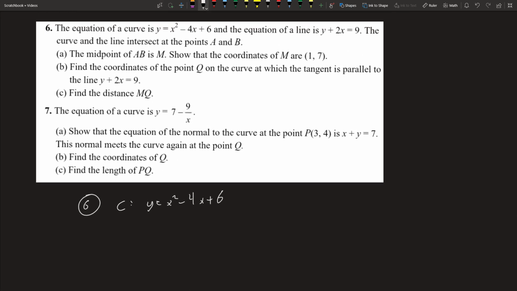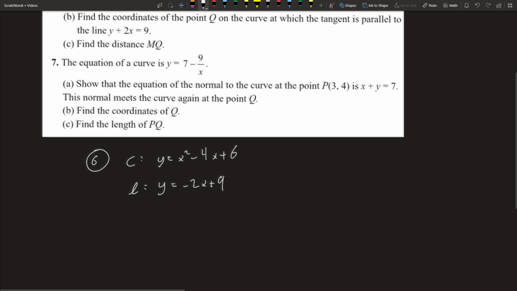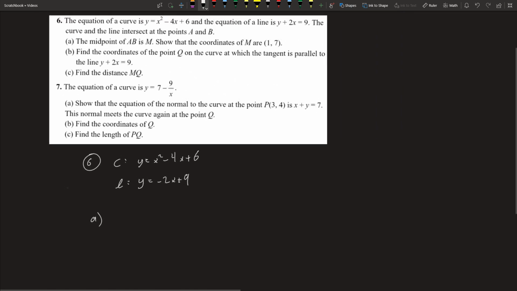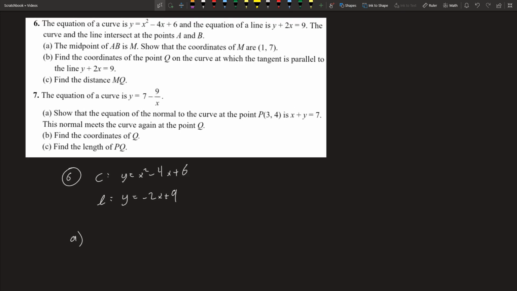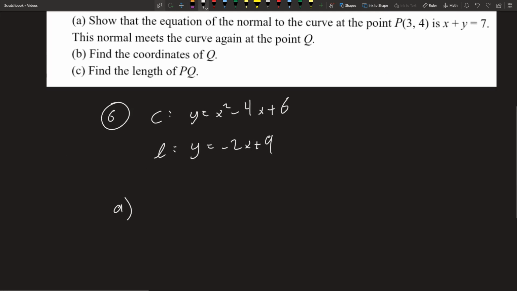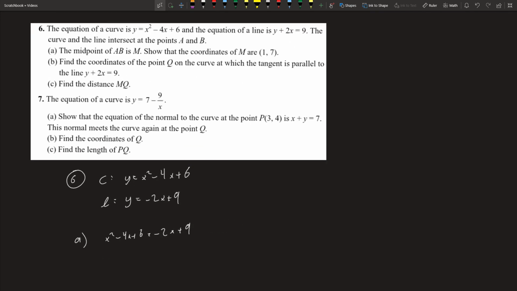So the curve, and for the line, we have y is equal to minus 2x plus 9. So for part A, we need to find the midpoint of AB, right? And the points A and B are where they intersect. So they intersect means we need to equate them. So x squared minus 4x plus 6 is equal to minus 2x plus 9. Again, if you have no idea what I'm doing, I recommend you to watch, I think, part 2 and 3, where I did the harder exercises.